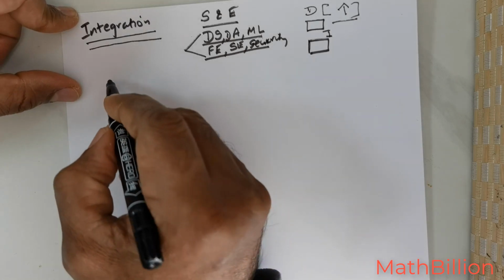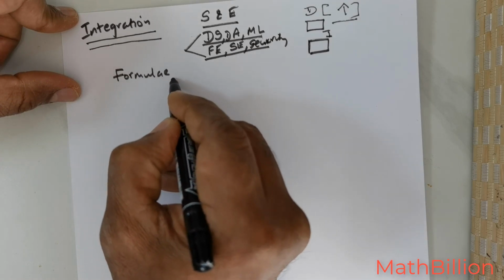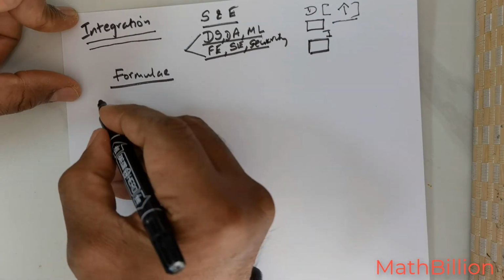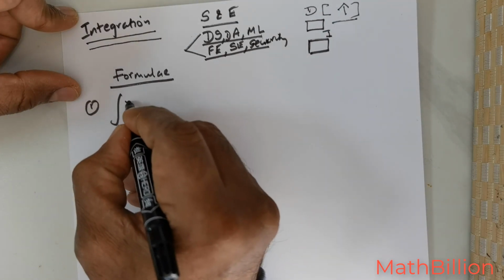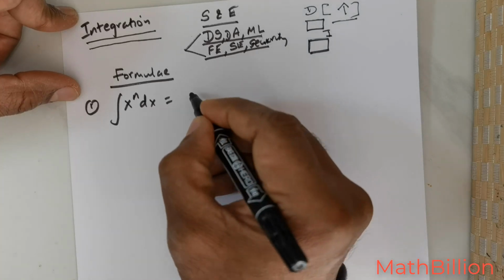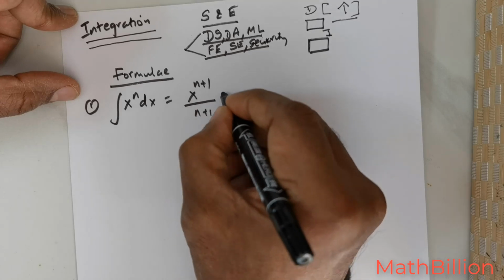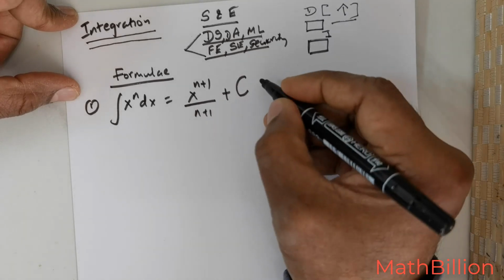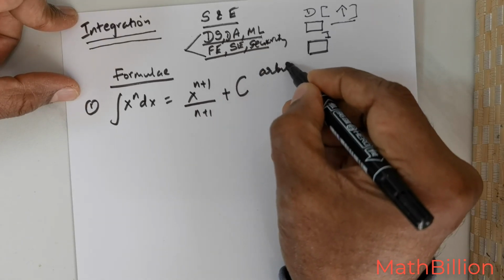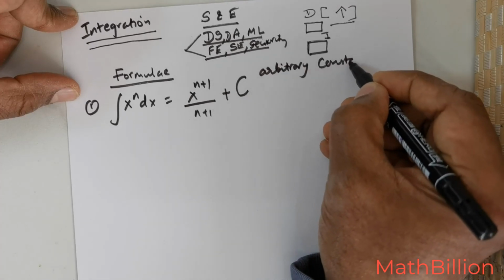So having mentioned that, let me start off by giving the formulae. These are the important formulae that you will have to know. The first one is integral x raised to the power of n dx. This is equal to x raised to the power of n plus 1 divided by n plus 1, plus arbitrary constant. Now this is called the arbitrary constant.